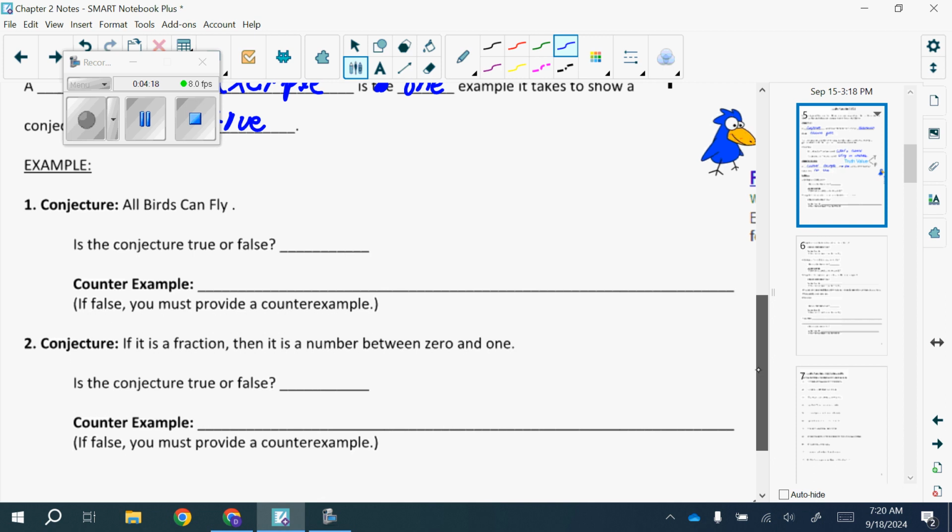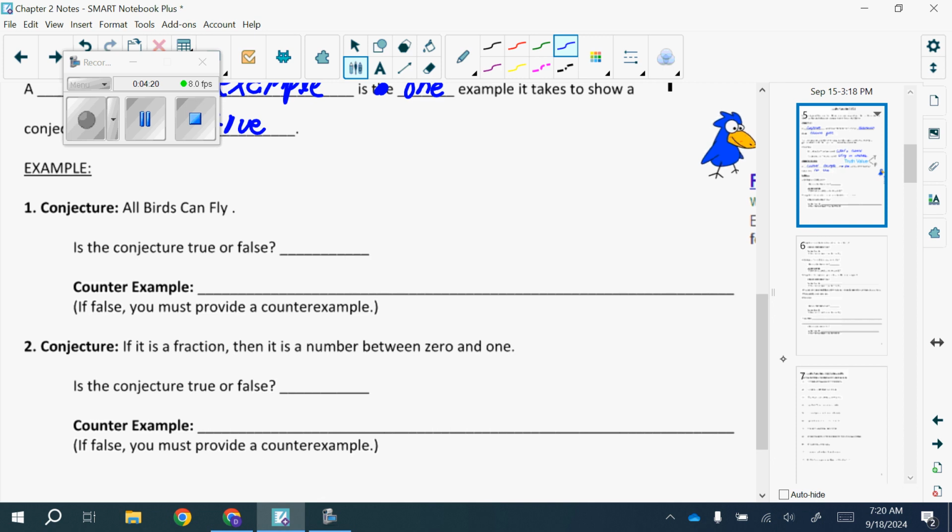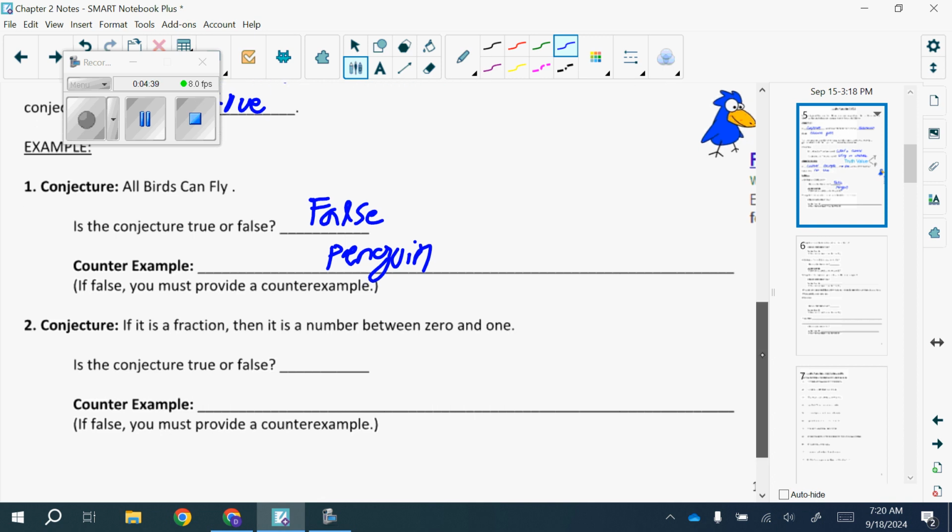Let's look at some examples. So all birds can fly. Is this true or false? This is false. And a counterexample I know would be a penguin. Penguin is a bird, but it can't fly. I'm sure there's other birds you could name. My bird knowledge is pretty limited. I know penguin for a fact, though, would work.